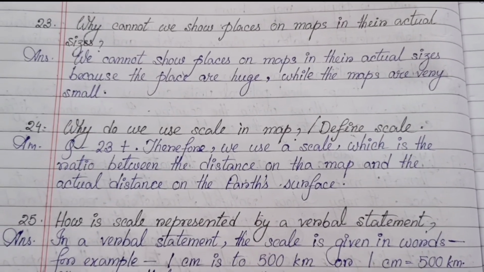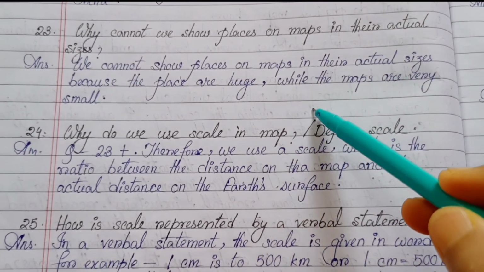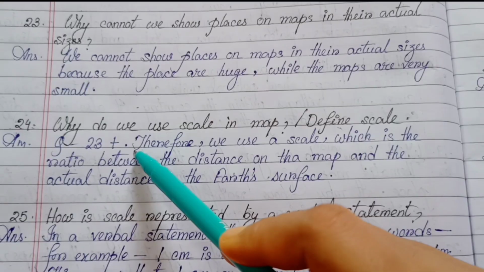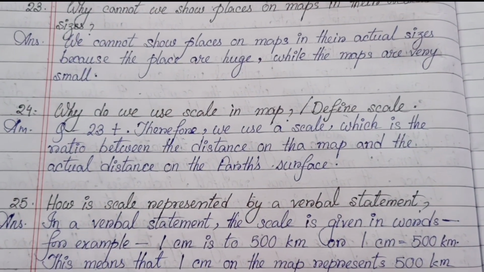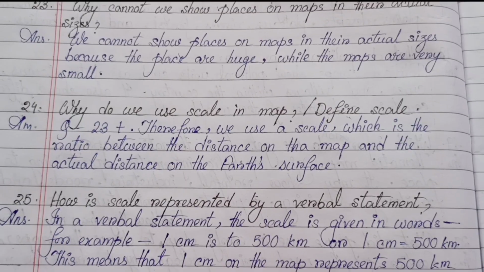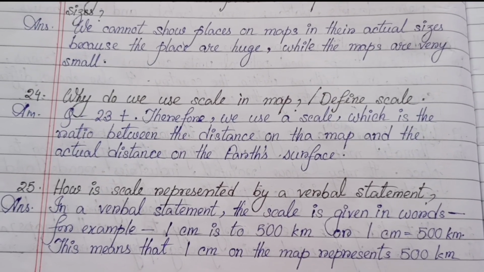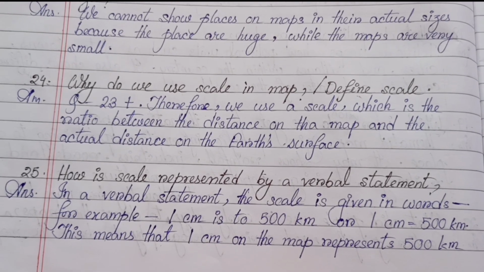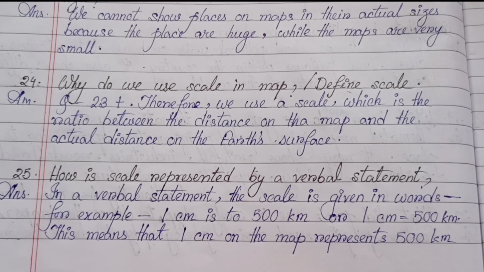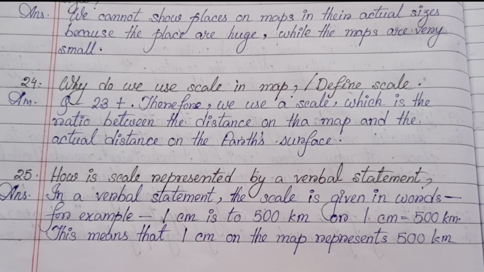So you can give the answer of question number 23 in the first part, then give a full stop and then start from this part. Therefore, we use a scale which is the ratio between the distance on the map and the actual distance on the earth's surface. 25. How is scale represented by a verbal statement?